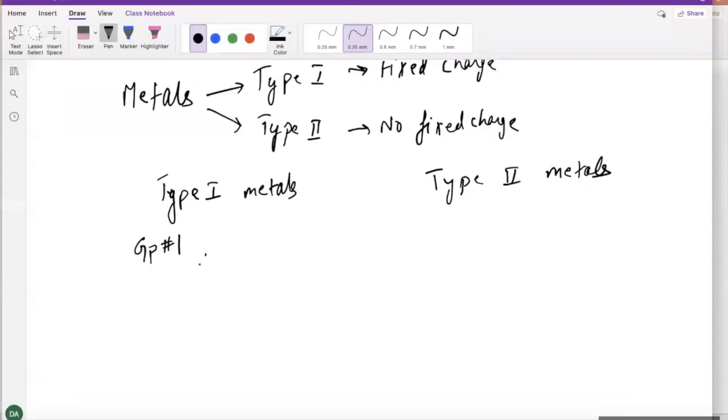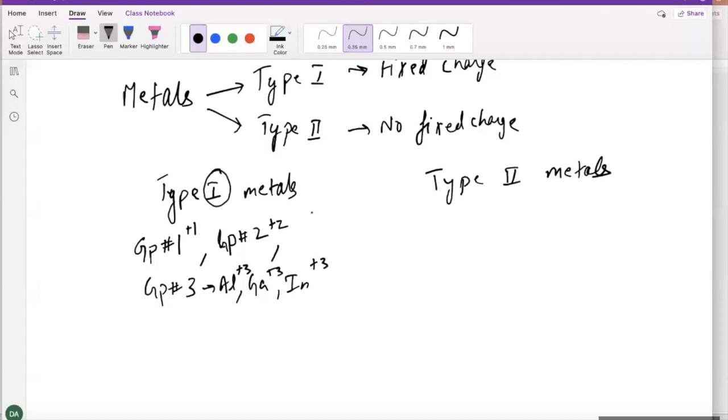So group number 1, group number 2, and then when I say group number 3, we should know it's only aluminum, gallium, and indium, and they're all going to be +3 charge. Group 1 is +1 charge. Group 2 is +2 charge. So remember, guys, type 1 does not mean +1 charge. Type 1 means fixed charge. It could be +1, +2, or +3.